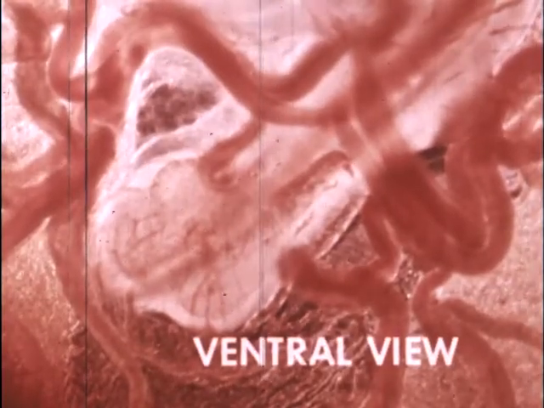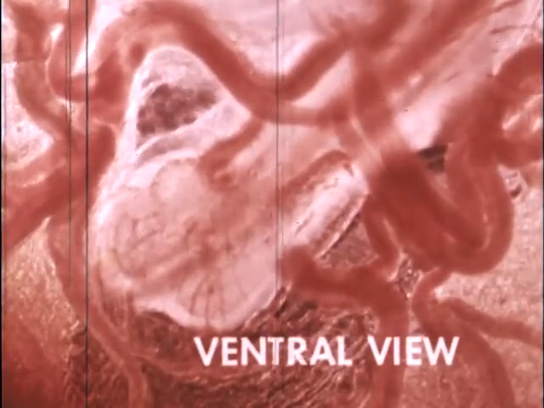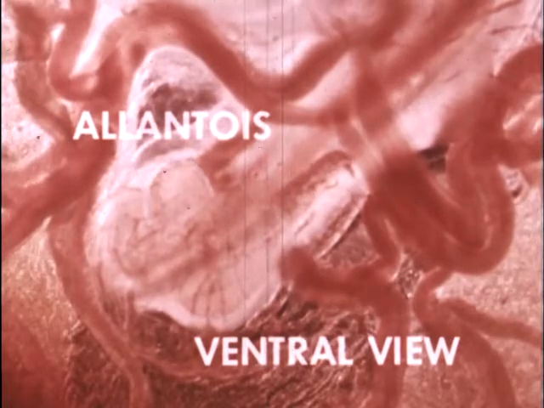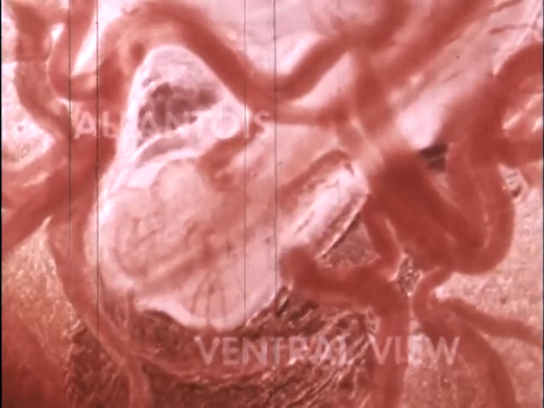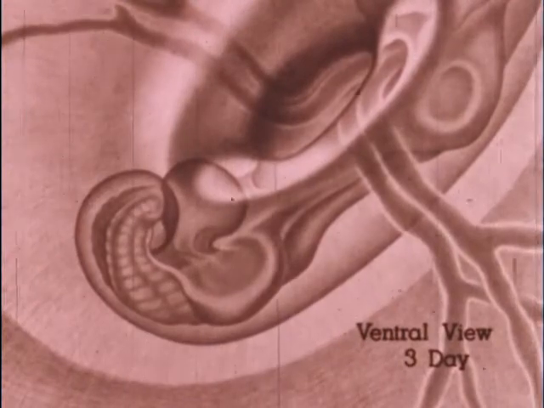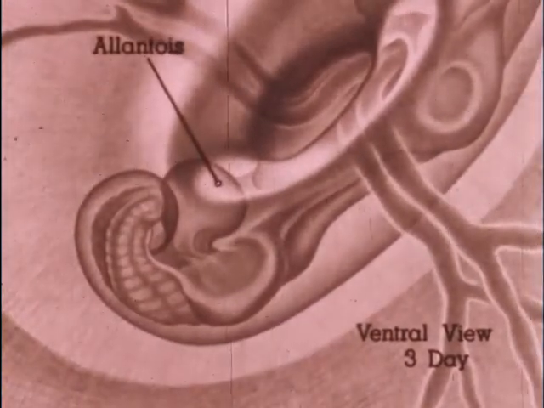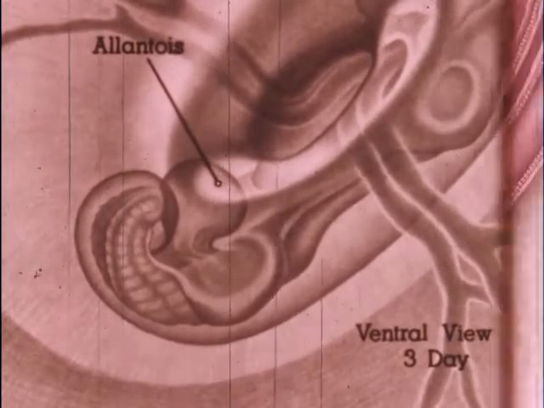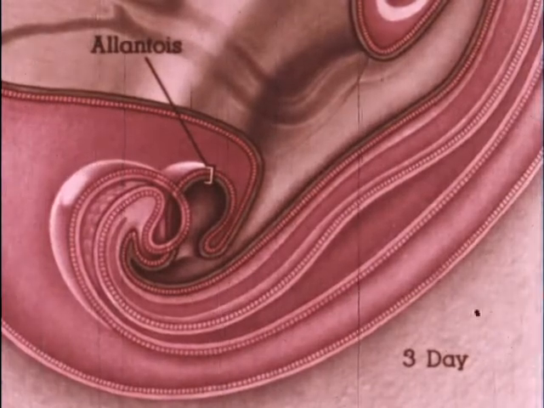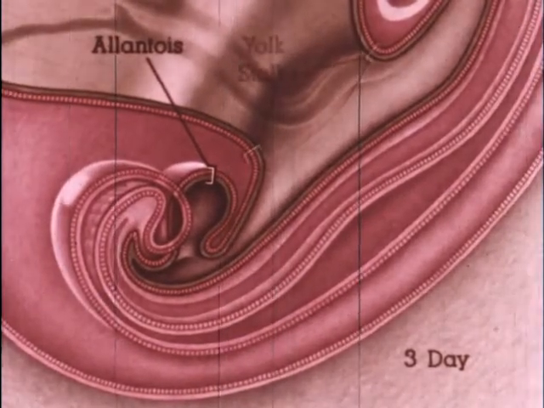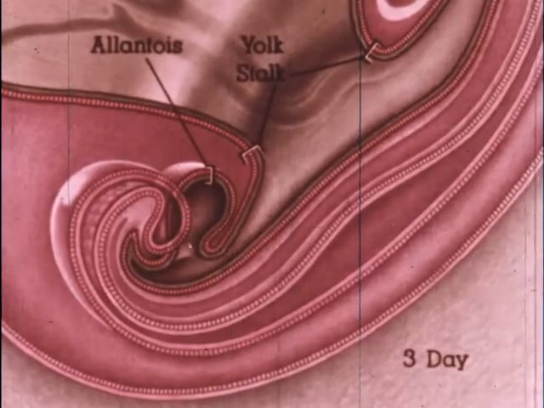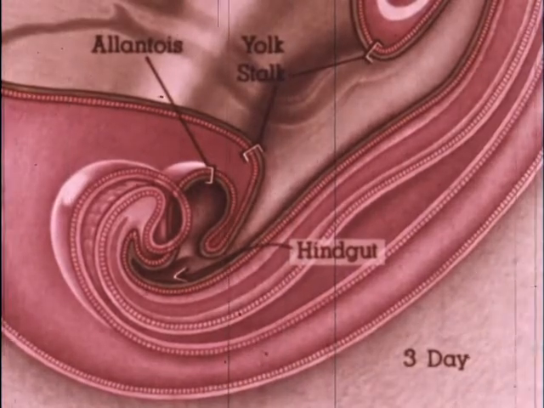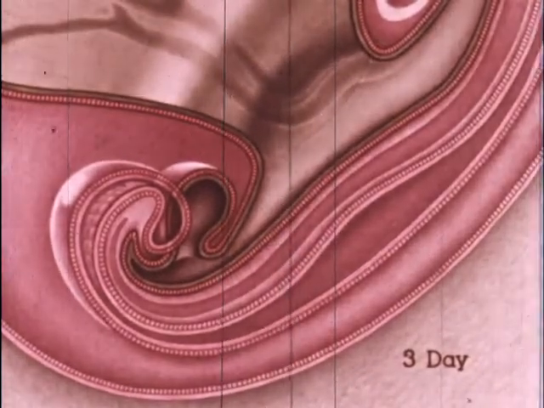The allantois protrudes slightly from the caudal region of this 3-day embryo. The walls of the allantois, yolk stalk, and hindgut are continuous and are splanchnopleuric.